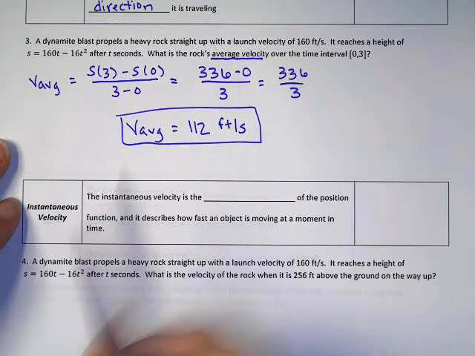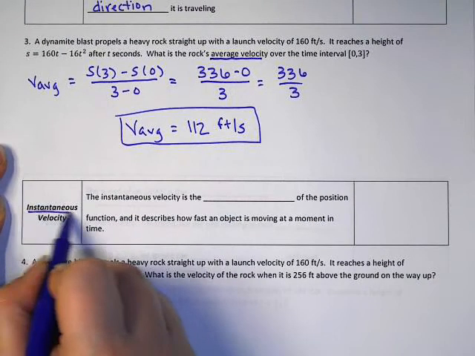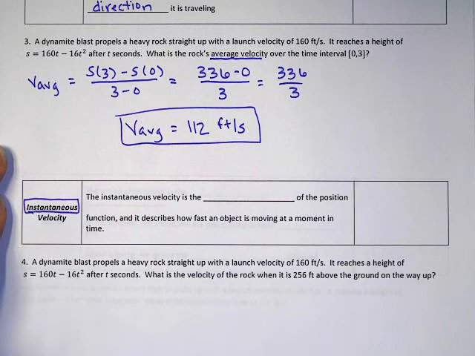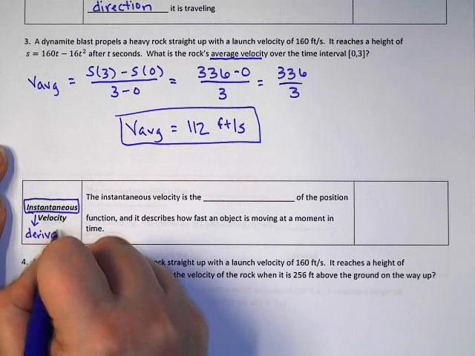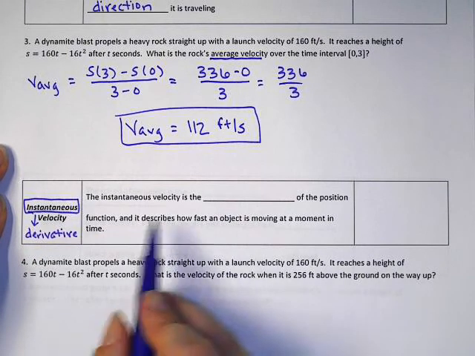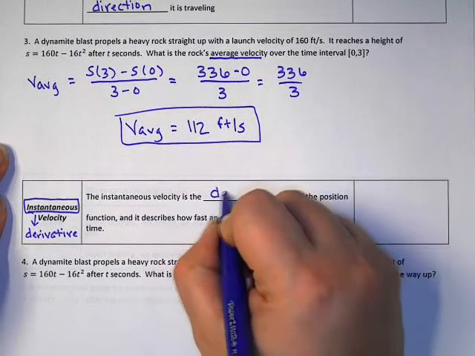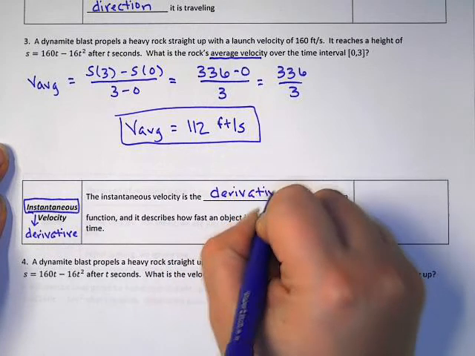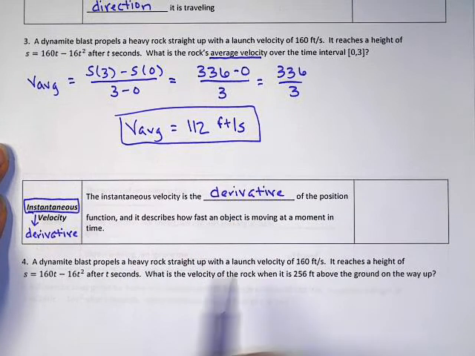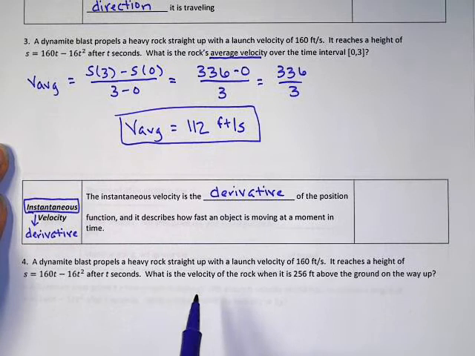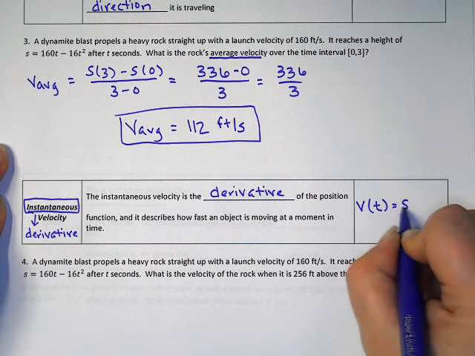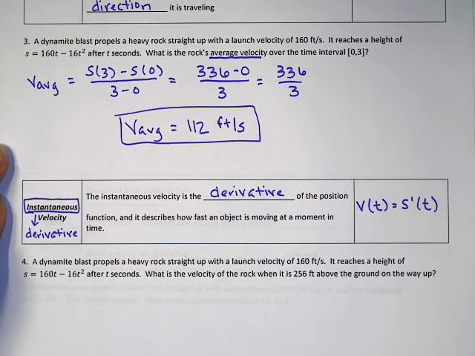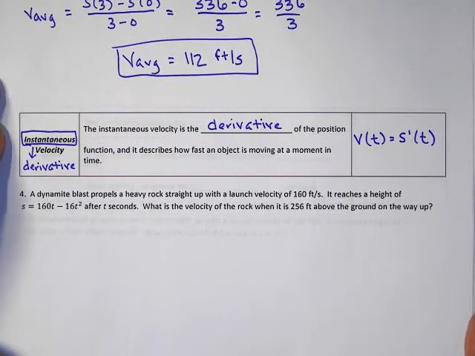So average velocity, now we're going to talk about instantaneous velocity. Well, this word instantaneous should pop out at you. We know that instantaneous anything means that we're taking a derivative. So the instantaneous velocity is the derivative of the position function, and it describes how fast an object is moving at a moment in time. So velocity we call v of t, and it is the derivative of the position function. It's the first derivative.